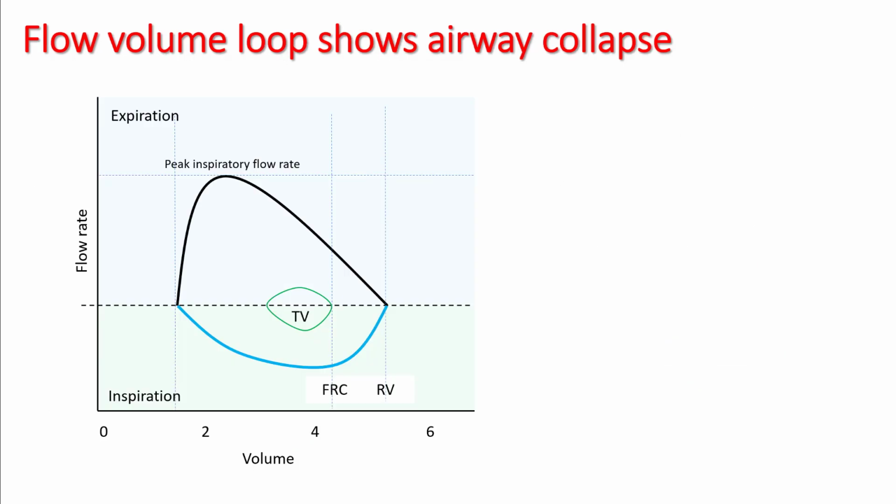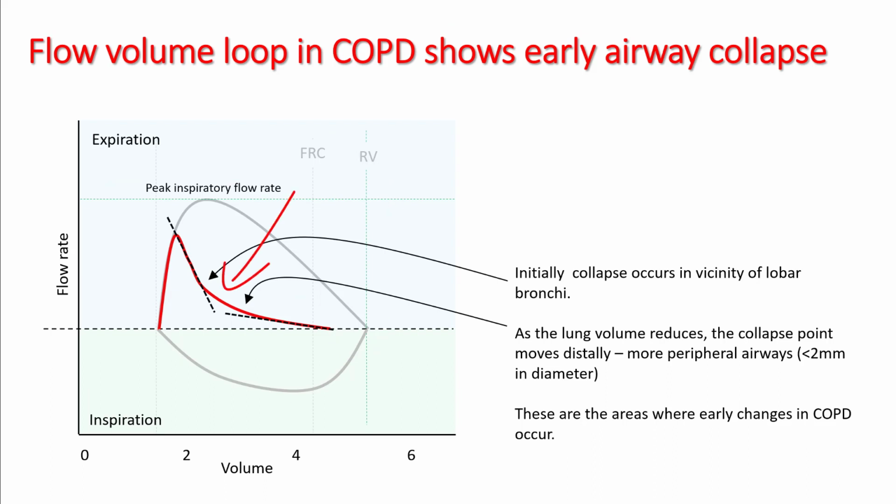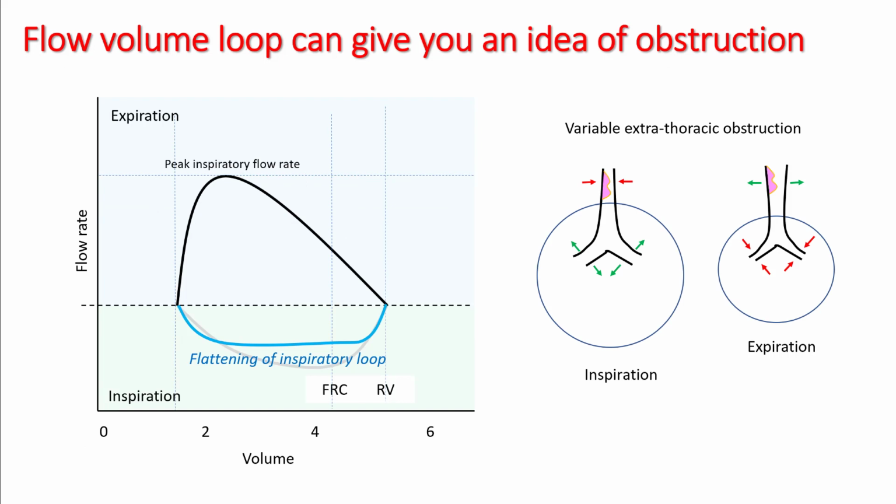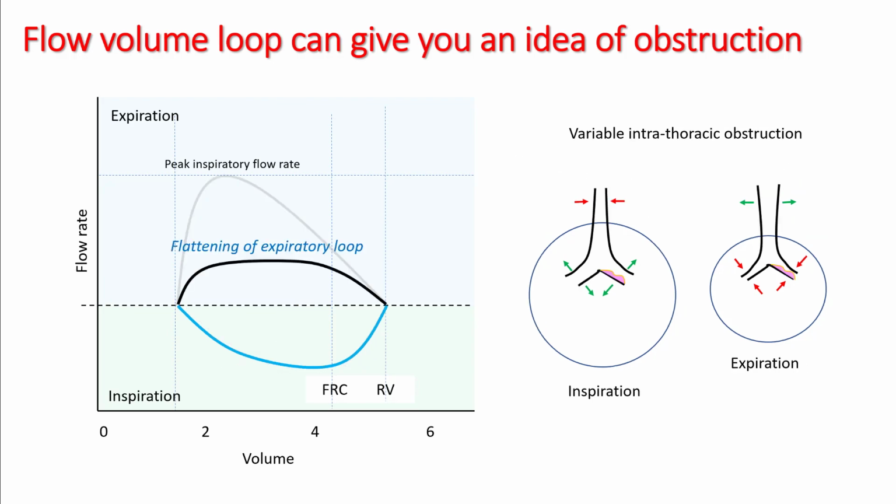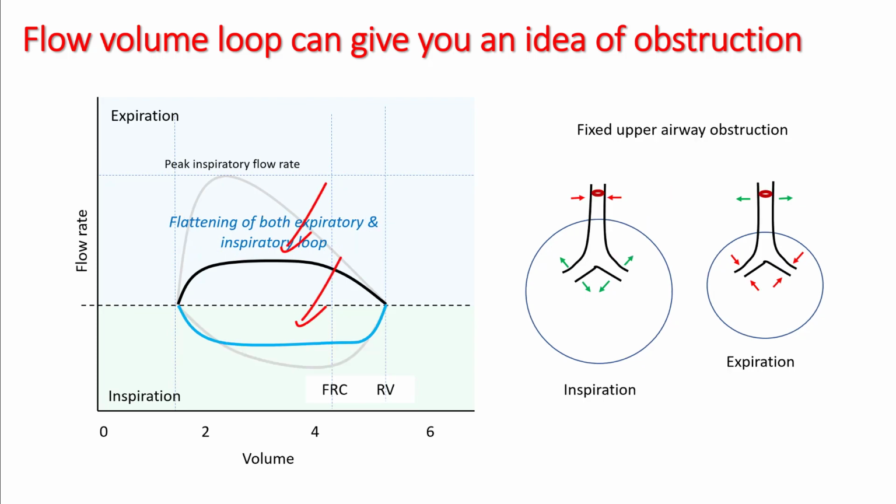You can also look at the flow volume loop to figure out if there is an obstructive component. You will see this scooped out appearance on a flow volume loop when you are dealing with patients with COPD or asthma or any obstructive disease. You can also look at your inspiratory loop, and if you see any flattening, that suggests variable extrathoracic obstruction. If you see flattening of the expiratory loop, that means you have some variable intrathoracic obstruction. Flattening of both expiratory and inspiratory loops is suggestive of fixed upper airway obstruction like tracheal stenosis.